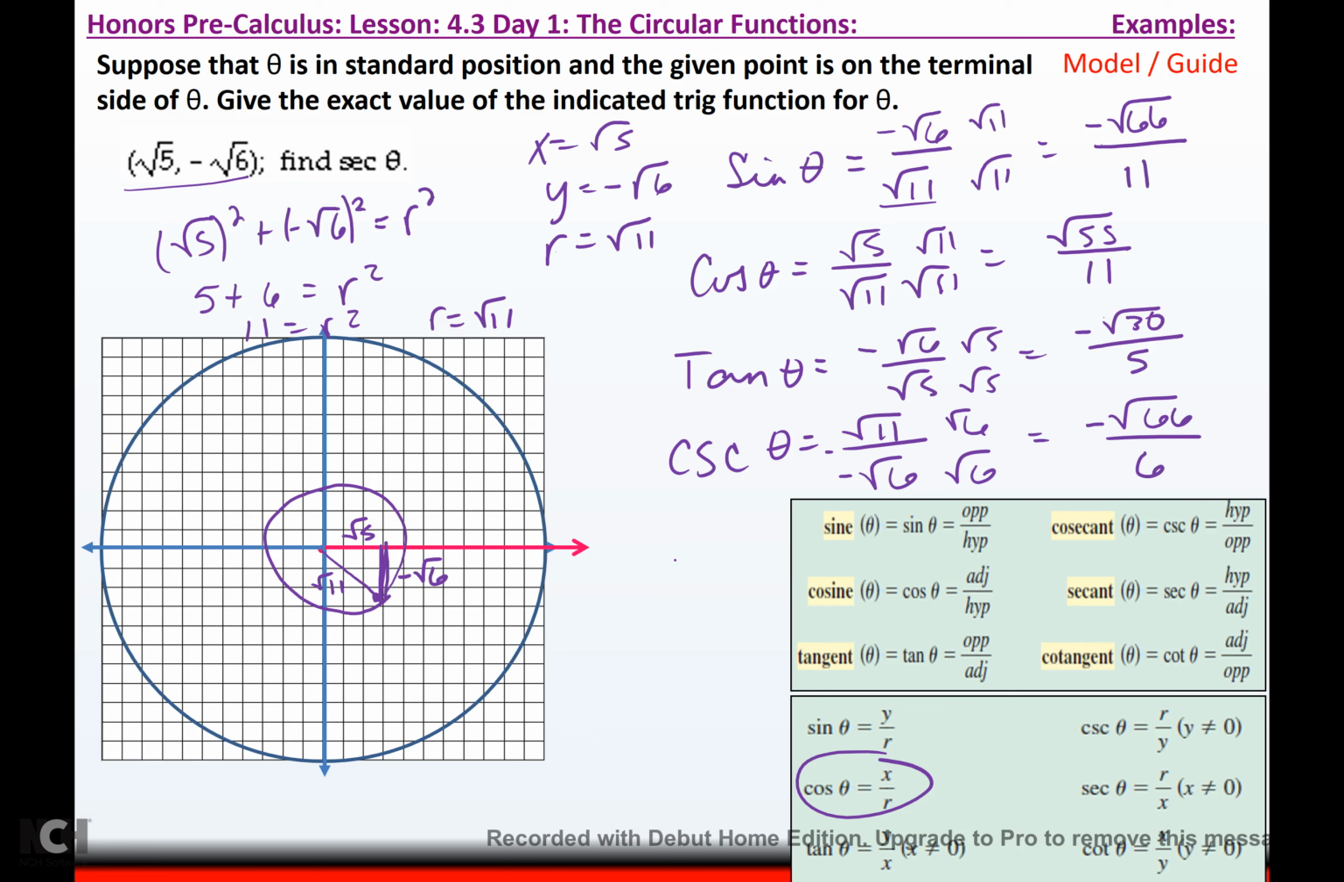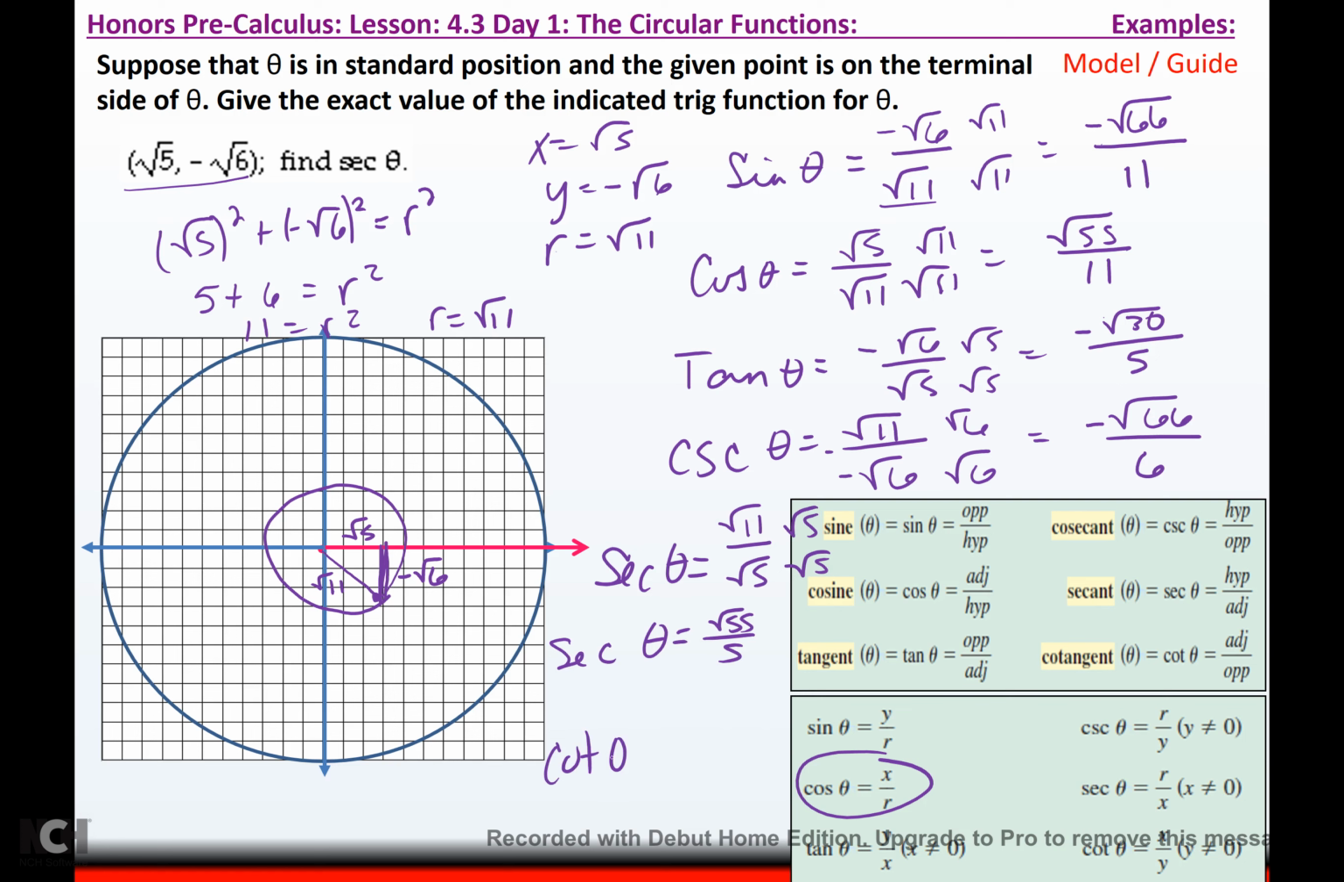Alright, secant theta would be the radius over x. My radius was the square root of 11. My x was the square root of 5, rationalize. And secant theta equals the square root of 55 over 5.